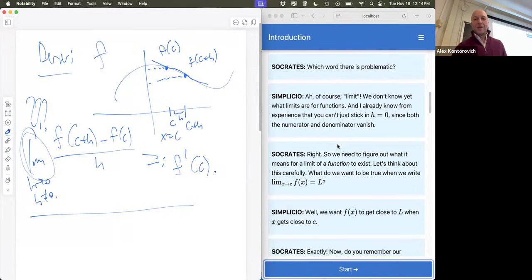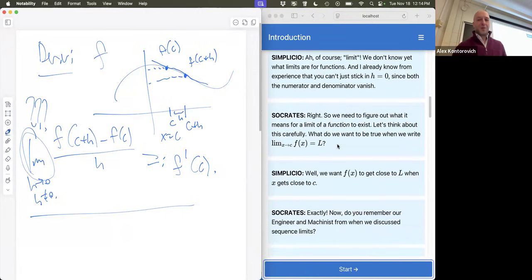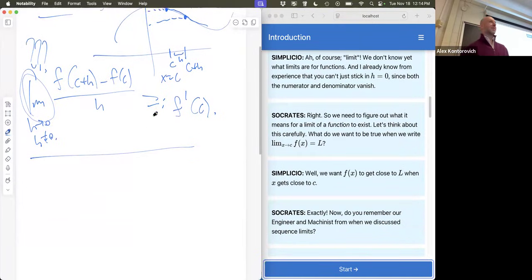Okay. Fine. So remember the engineer and the machinist. How many people already know what I'm about to say for the definition of limit? Very good. I'm very glad to see that some of you may have seen it, but the vast majority of you have not.